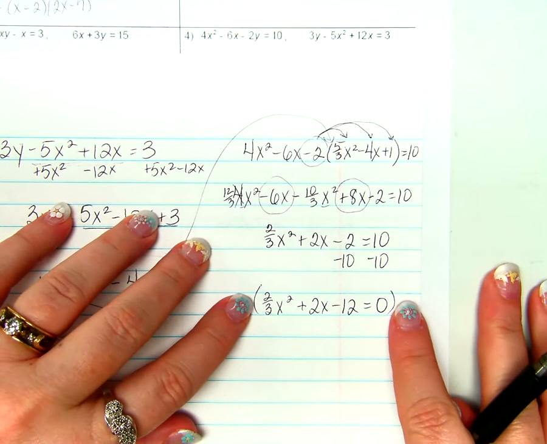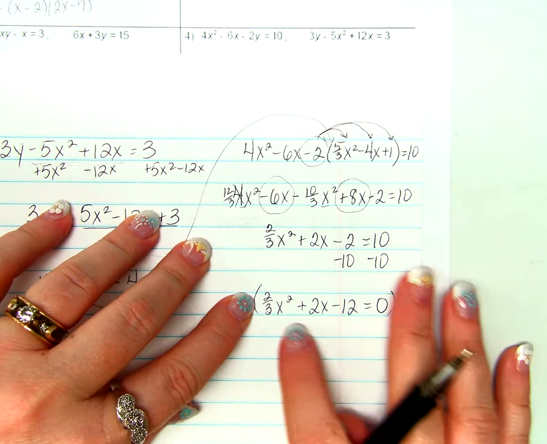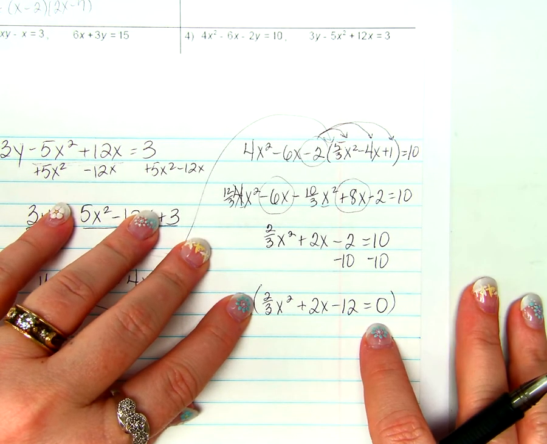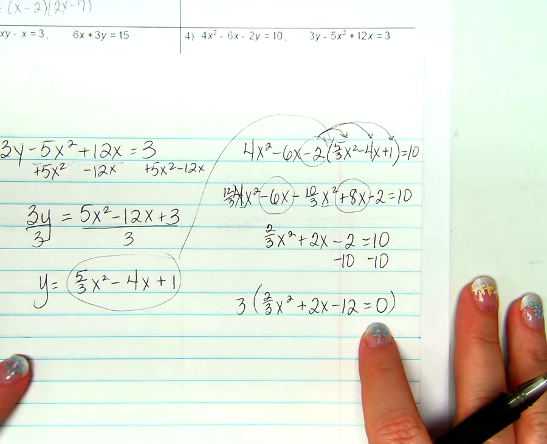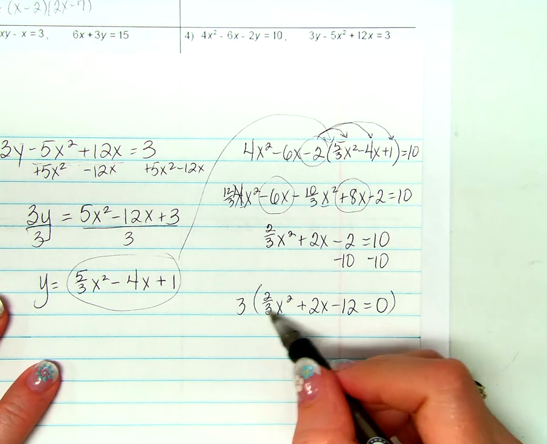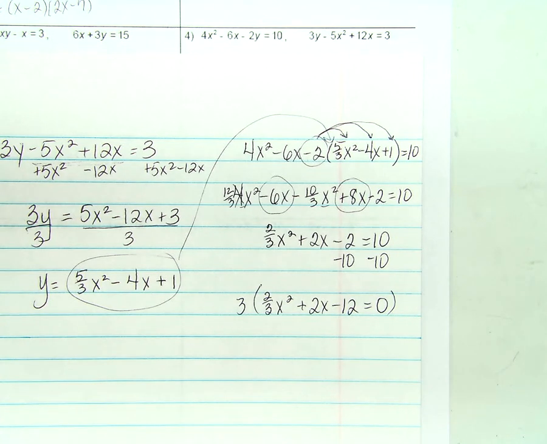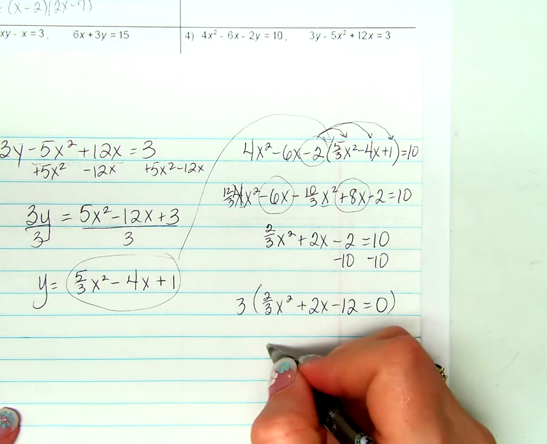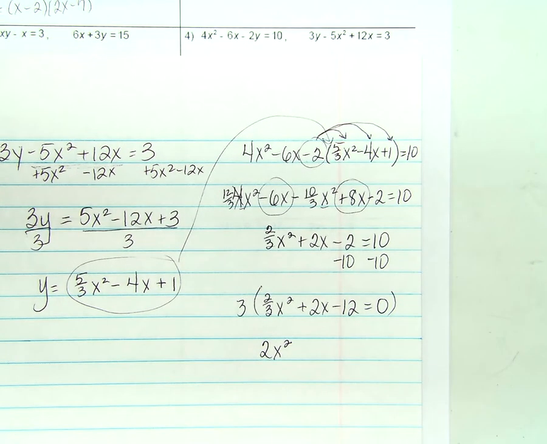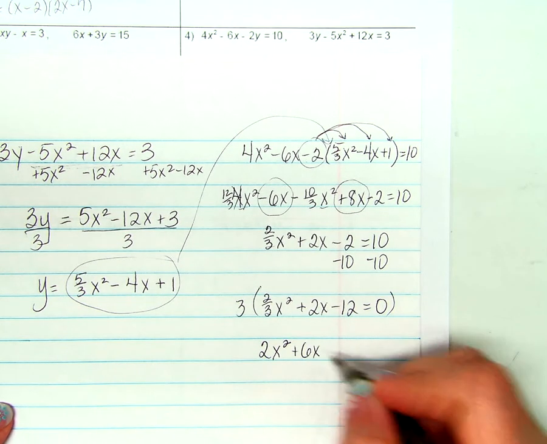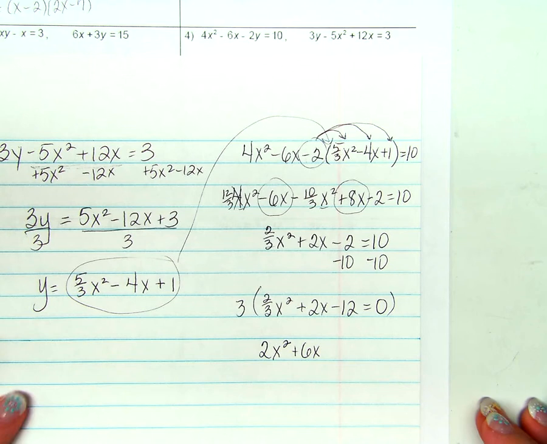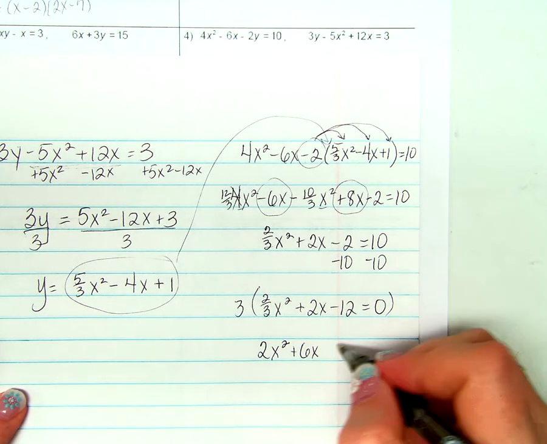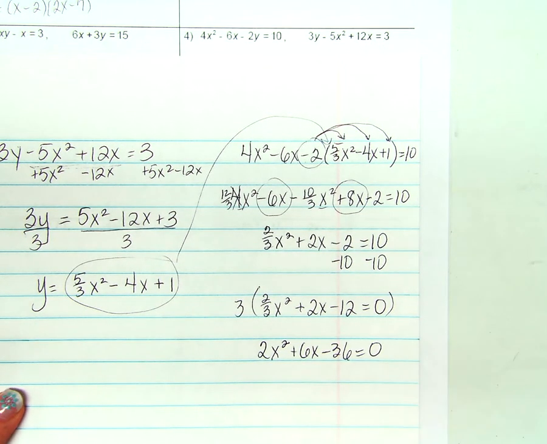Now, for the record, I'm doing this so I could try to factor. Could I, from right here, do the quadratic formula? Absolutely. But I know that sometimes factoring can be easier, so I'm going to try that first. If I multiplied everything by 3, what is 2/3 times 3? I'll tell you in a minute. What is 3 times 2? 6x. What is 3 times negative 12? Negative 36.